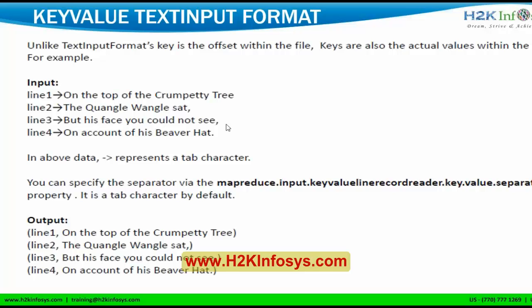So as we discussed, if you see the same input example, suppose my input has line 1, on the top of the Krumpty tree, line 2, the quangle wangle sat. In the above data, this particular arrow will be represented as a tab character. So if I specify the separator as a tab itself, the key will be formed as line 1, and the value will be formed as on the top of the Krumpty tree. So after every first tab, I want to divide it into key comma value.